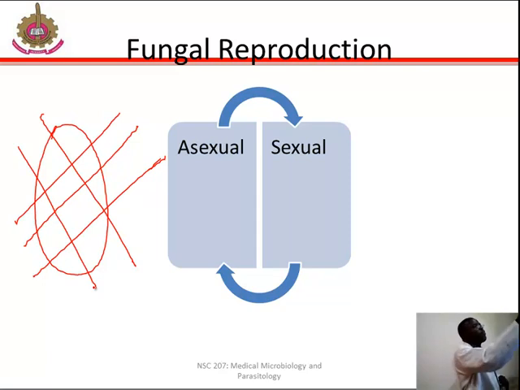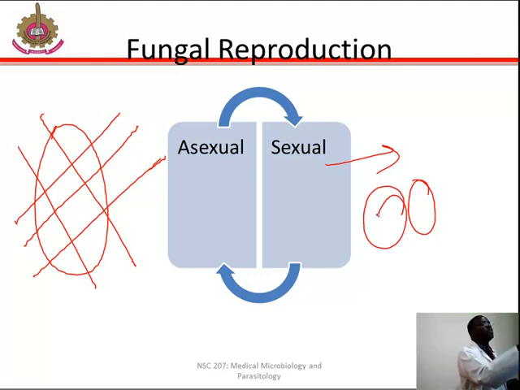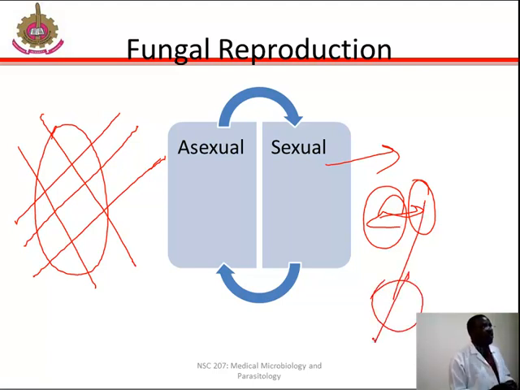When you talk of sexual reproduction in fungus, two fungi will come together to reproduce. They exchange some chemicals between themselves, which will then produce from the female circle two other cells. So this one involves the mating of both male and female fungi.